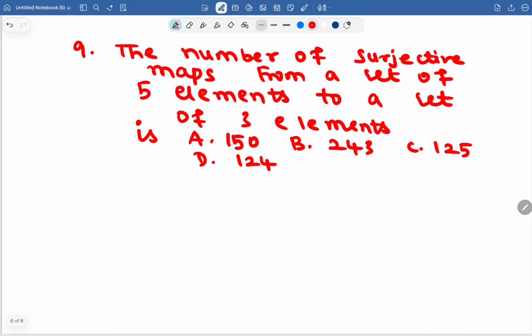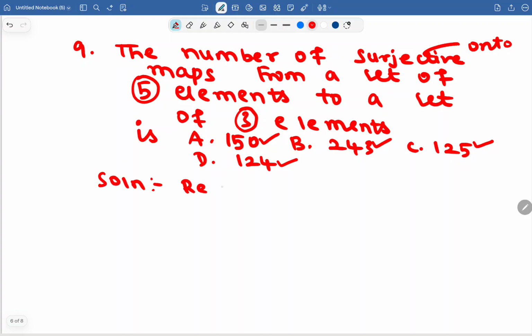Surjective means onto map from a set of 5 elements to a set of 3 elements. Surjective means onto. Injective means one-one. Bijective means one-one onto. Whether the first option 150, second one 243, third one 125, option D 124. Which among the 4 is the correct one for this problem number 9? Solution. I am going to use this result for solving this problem.